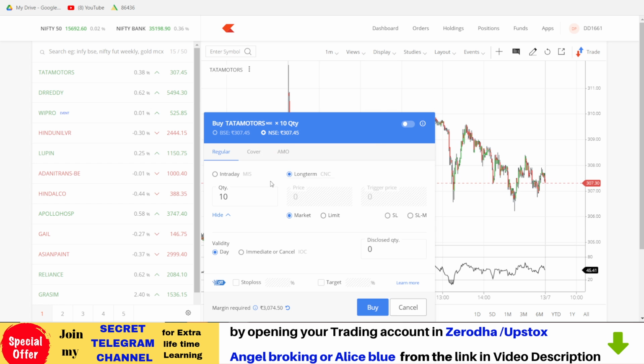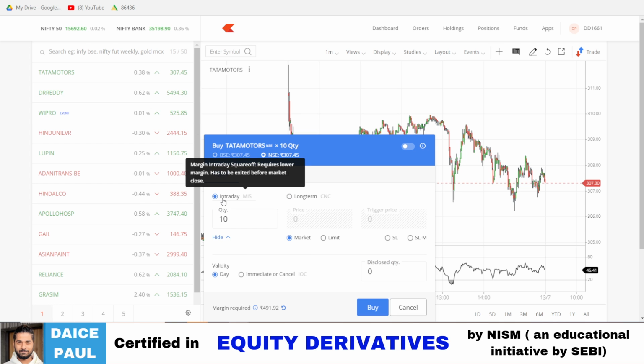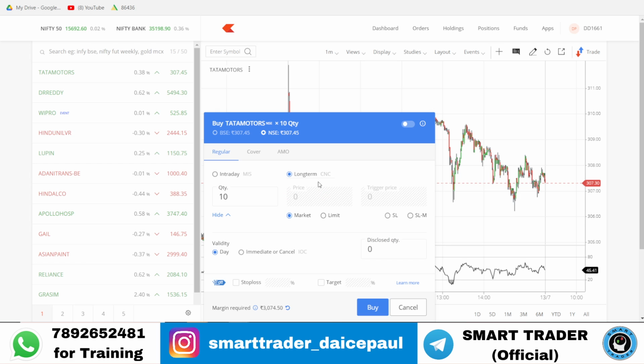Now what is intraday? If you sell your position on the same day, so you did a buy, right? If you sell this position on the same day, it will become intraday. So if you buy intraday here and you sell, it will become intraday. If you don't sell also, they will automatically sell it off, because you have taken extra money from them. But if you click here, what will happen? You gave your own money.